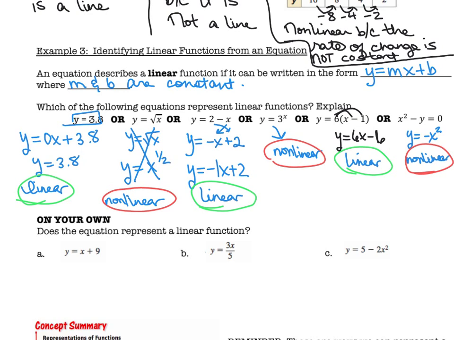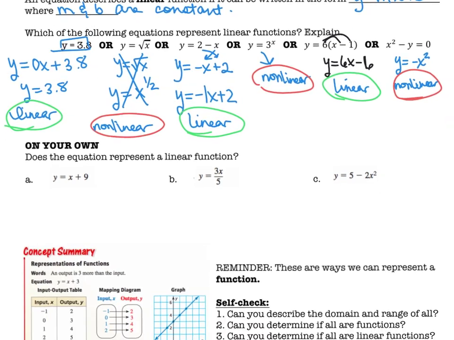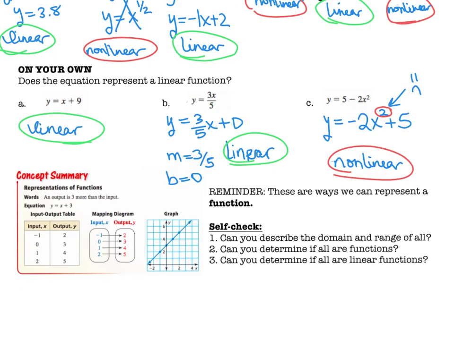All right, on your own, pause the video and decide for letters A, B, and C if they are linear or nonlinear. When you're done, check your answers. Here are the answers you should have come up with for the on your own section.